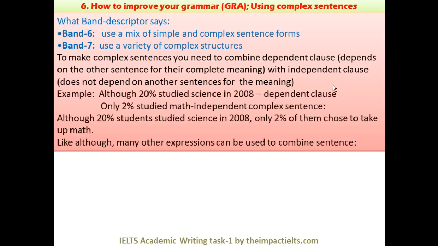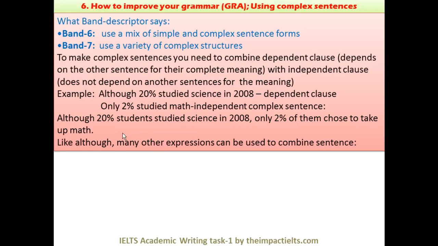Let me show you an example here. So it's saying, although 20% studied science in 2008, that's a dependent clause because it doesn't give you the complete meaning. Only 2% studied maths. So that's okay. You can say only 2% studied maths. That's a complete sentence. So that's independent clause, right? It's not a complex sentence. And then this one is the complex sentence, right? So you can see, although 20% students studied science in 2008, only 2% of them chose to take up maths.